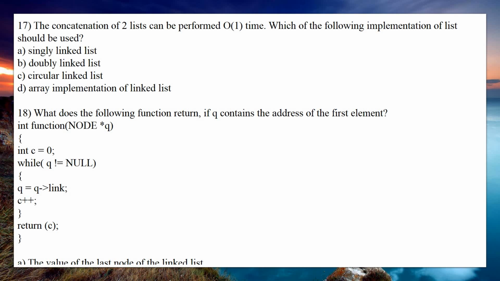In the 17th question, they have told that the concatenation of two lists can be performed in big O of one time. So the concatenation of the two lists can be performed in big O of one time.